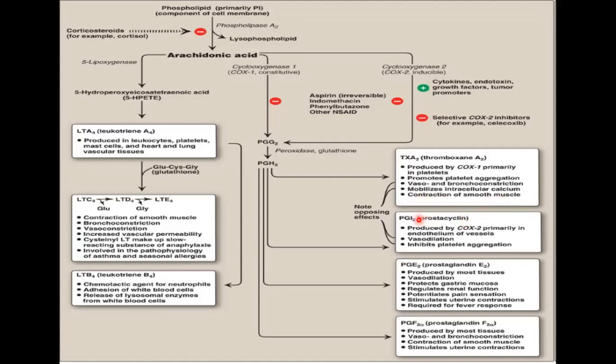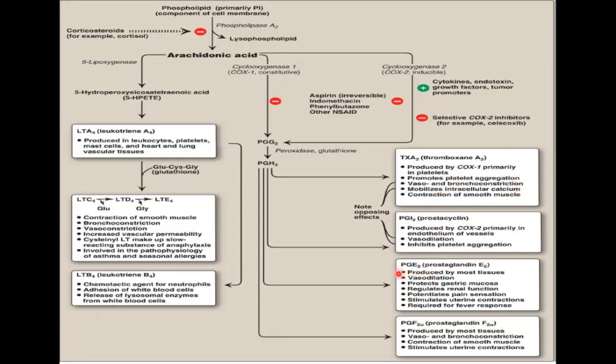Now, in the vascular endothelium, COX-2 will be used in the production of prostacyclin, or prostaglandin I2, which will have opposing effects to those of thromboxane produced in the platelets. It is a vasodilating agent and it inhibits platelet aggregation. So please note these opposing effects because these will be discussed in platelet homeostasis.